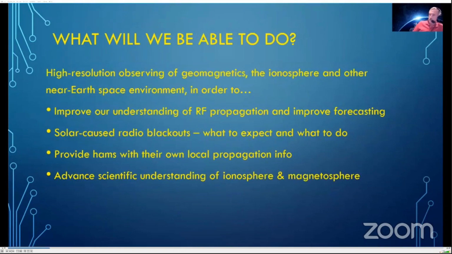Here's what we'll be able to do. We believe we'll be able to do high resolution observations of geomagnetics, the ionosphere, and other near-Earth space environment, so that we can improve our understanding of RF propagation and improve forecasting. We want to understand what happens during solar-caused radio blackouts, what to expect. We want to provide hams with their own local propagation information, and to advance scientific understanding of the ionosphere and magnetosphere.